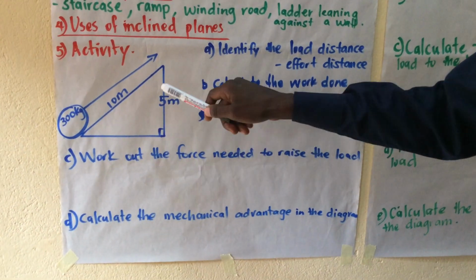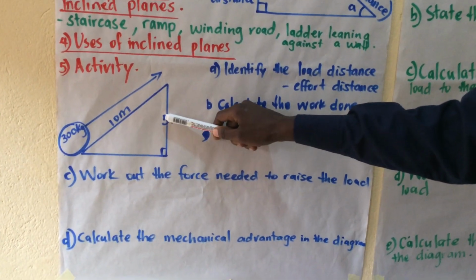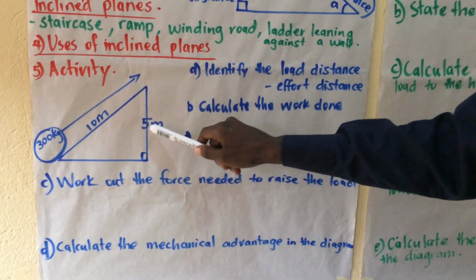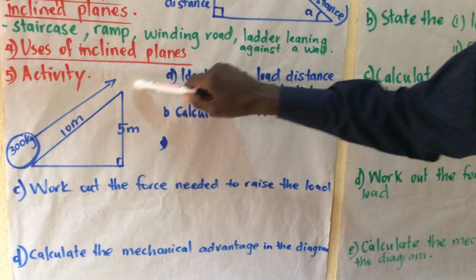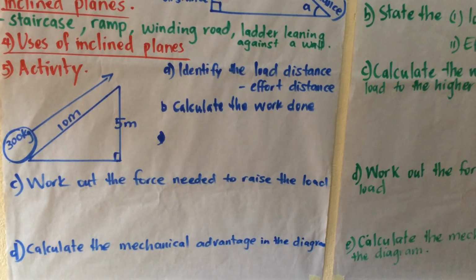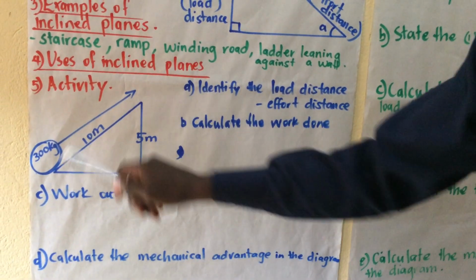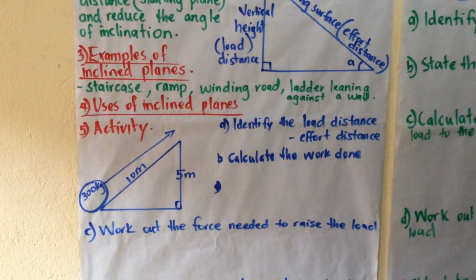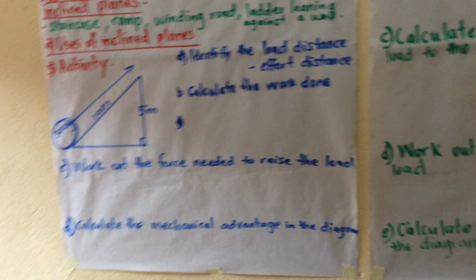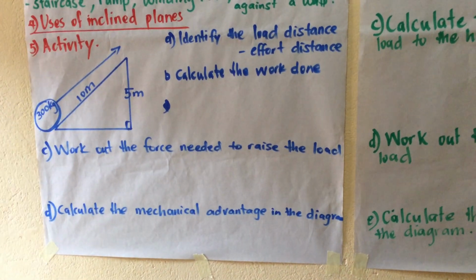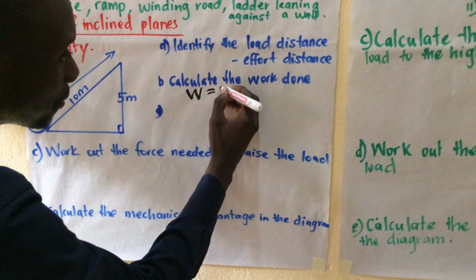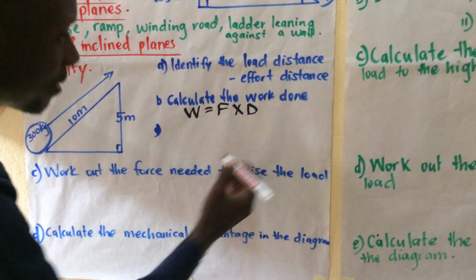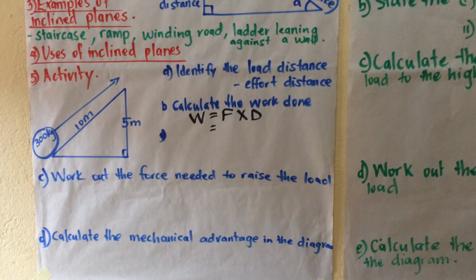The load distance, in this case, the side with the vertical height, is 5 meters, and the effort distance, the slanting side, is 10 meters. Then they are asking us to calculate the work done. We have already had sample numbers where we are calculating work done. We said work is equal to force times distance.